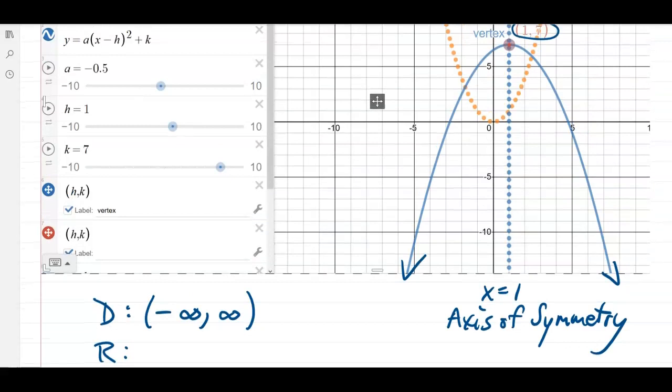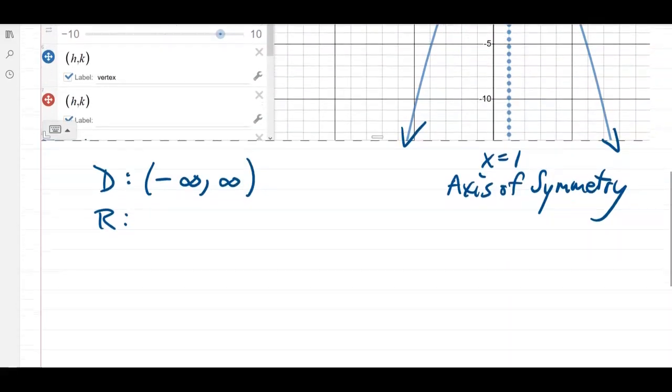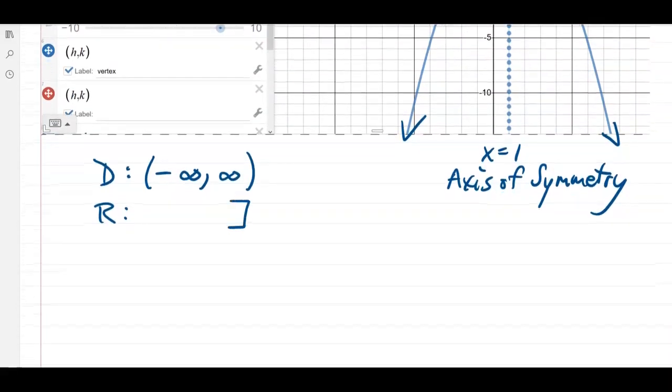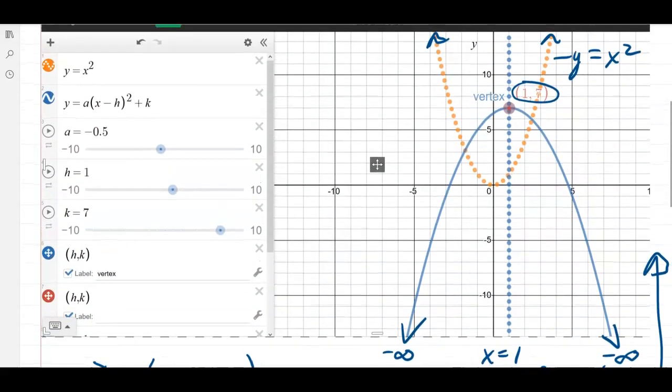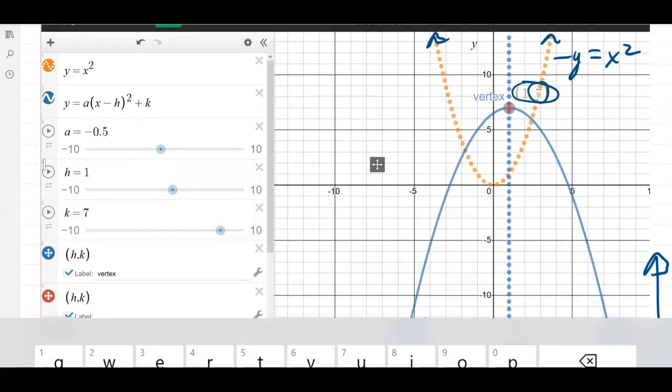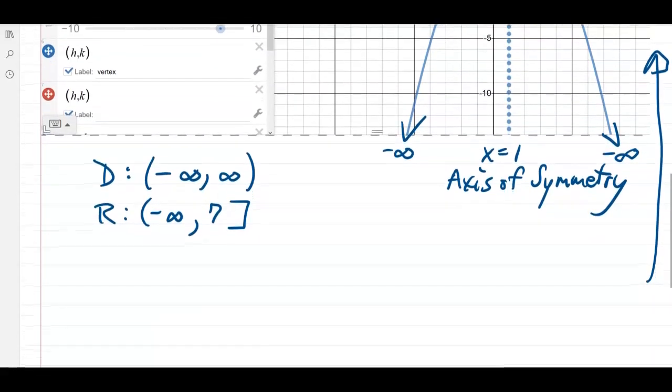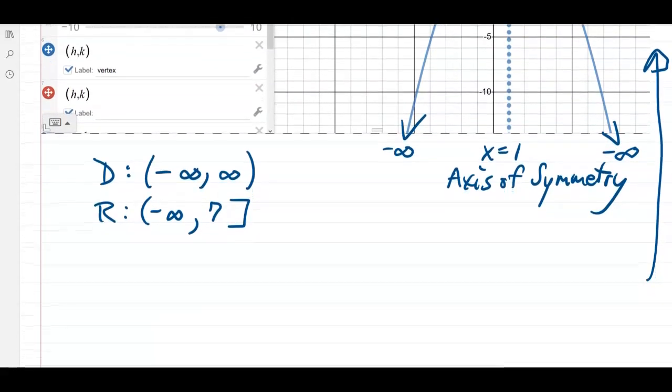Now for our blue graph over here, the high point is a 7, isn't it? So for the range, the highest y value can be 7. But the y values head down towards negative infinity when we think about how small, how negative they can get. And so we say negative infinity all the way up to, but stopping at, that 7, which is the vertex. That is where the range finishes off right there.